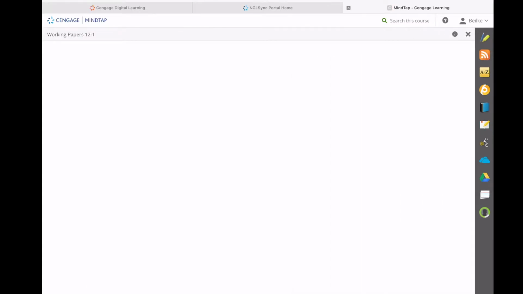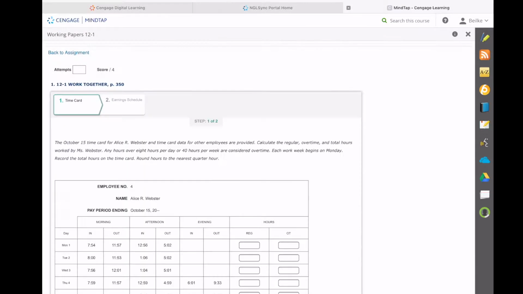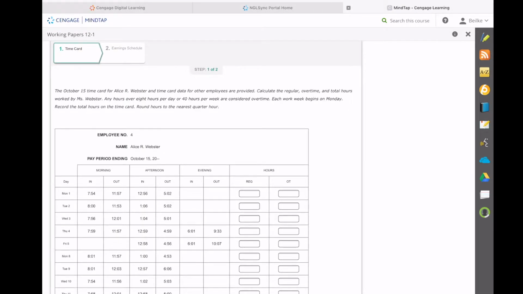Okay, we'll open up Work Together 12-1. We're going to take a look at the time card. It says the October 15th time card for Alice R. Webster and the time card data for other employees are provided.